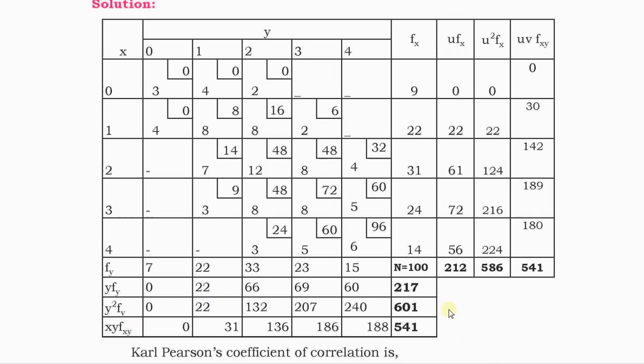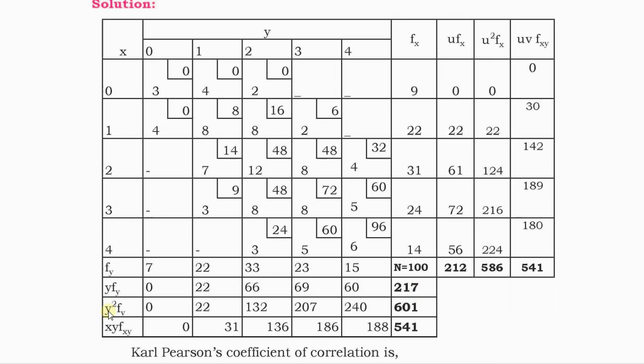Now let us come to the y part here. You have taken the frequencies. You have to follow the same calculation procedure here vertically. So y into fy. 0 into 7 is 0. 22 into 1 is 22. 33 into 2 is 66. 23 into 3 is 69. 15 into 4 is 60. So 22 plus 66 plus 69 plus 60 is 217.